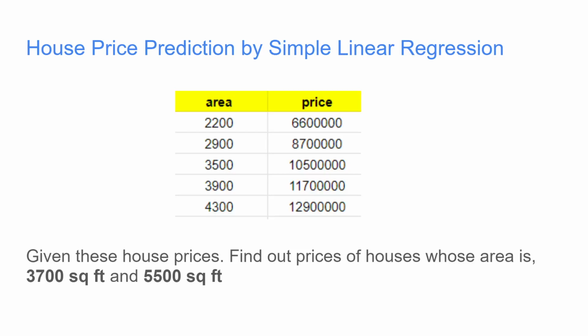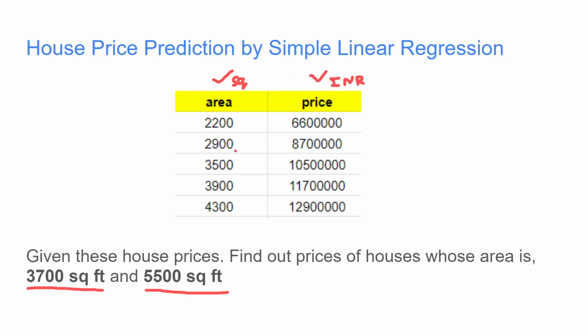Now we are going to see a project of house price prediction by simple linear regression. Here I have the data of area and price. Area is a variable and price is a variable. Given these house prices, find out the prices of houses whose area is 3,700 square feet and 5,500 square feet. Area is in square feet, and price is in INR, Indian national rupees.